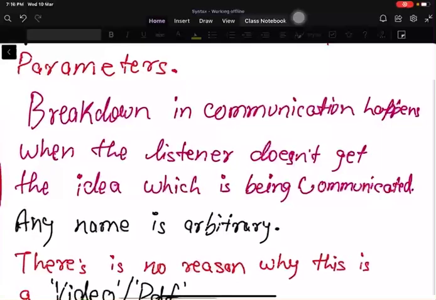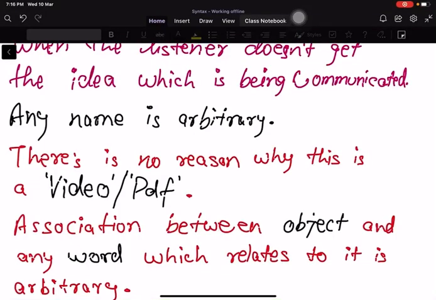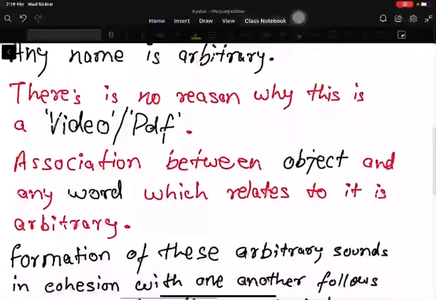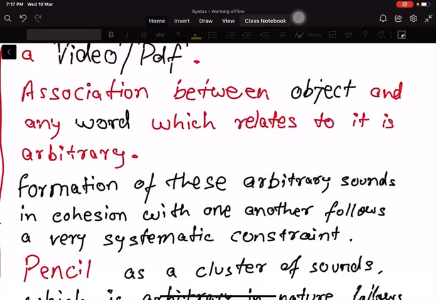Breakdown in communication happens when the listener doesn't get the idea which is being communicated. That is breakdown in communication. Any name is arbitrary. Any name, any object is arbitrary. There is no reason why this, a video in particular, would be called a video, for example. There is no reason why this is called a video, or how the sounds involved in saying video came about. The association between an object and any word which relates to it is arbitrary.